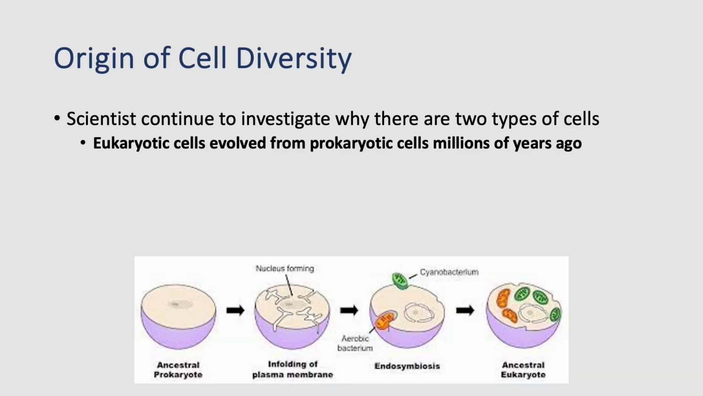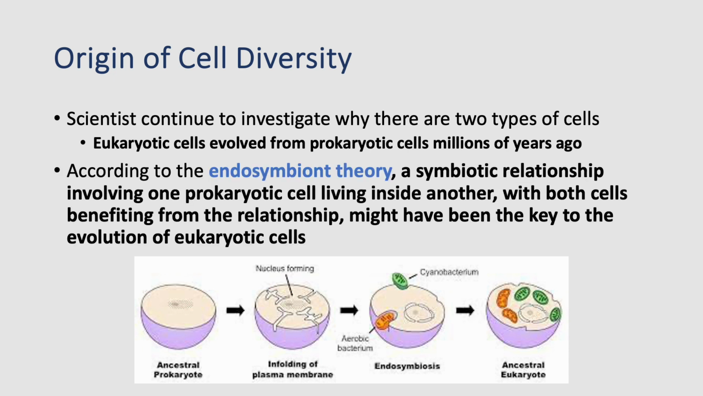Now, the origins of cell diversity. Scientists continue to investigate why there are two types of cells. And the reason is eukaryotic cells evolved from prokaryotic cells millions of years ago. So, this is why scientists want to continue to study these different structures and how these organelles came to be.